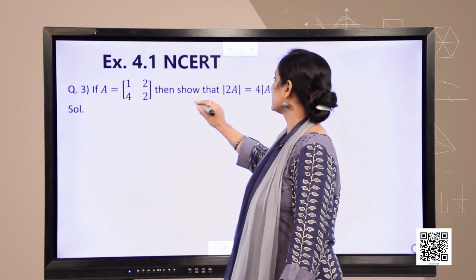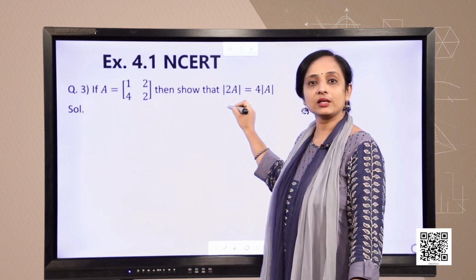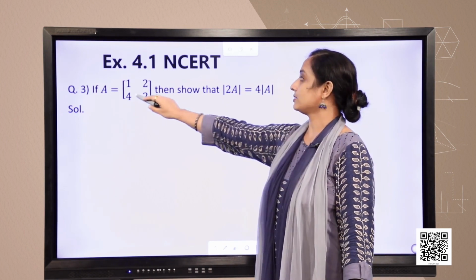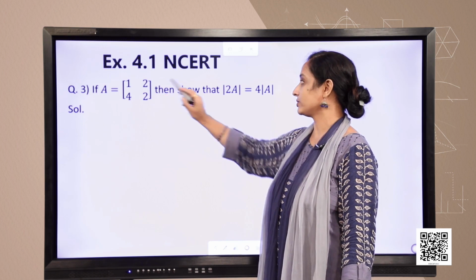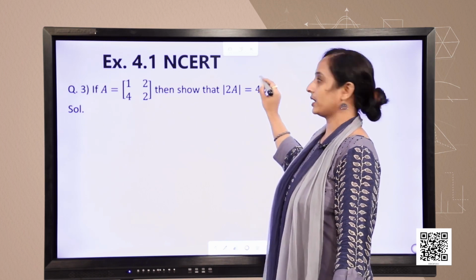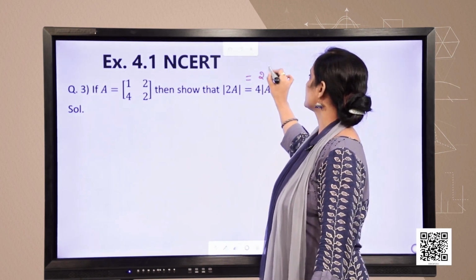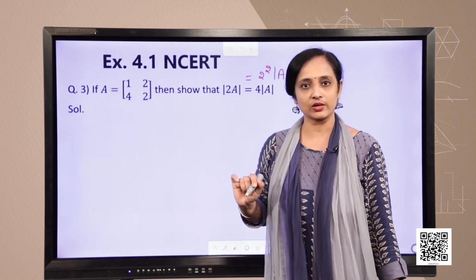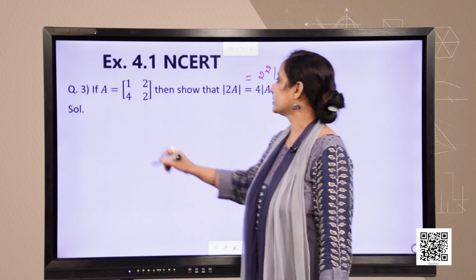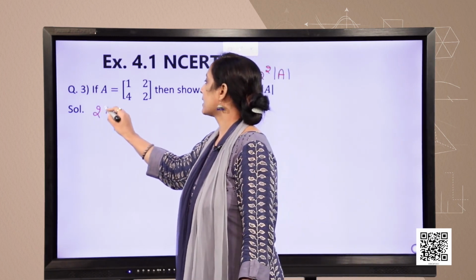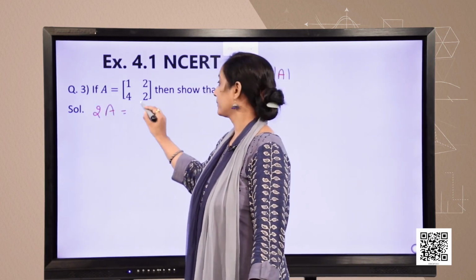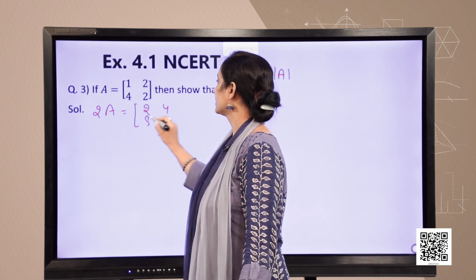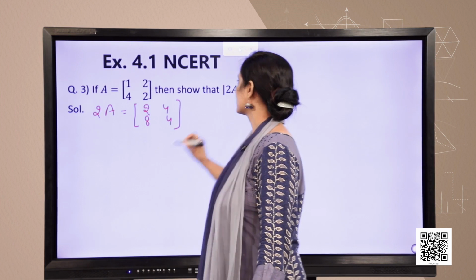You are given this matrix A. You have to show that determinant 2A is equal to 4A. You can see this matrix is A, it is of second order, so 2 raised to power 2. That means by using that property I am getting this, which is equal to 4 times determinant A. Let us solve it. So let us first calculate value of 2A. That means each element will be multiplied by 2. You are getting this matrix.